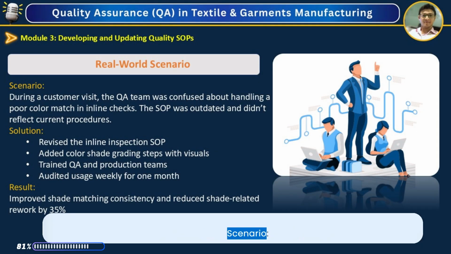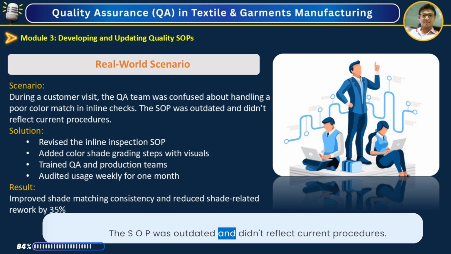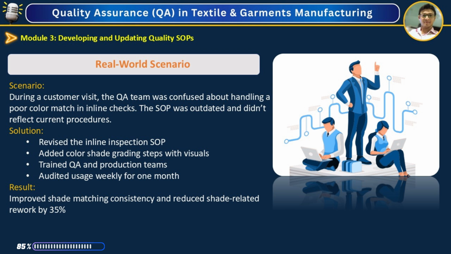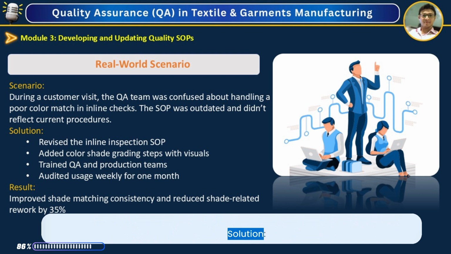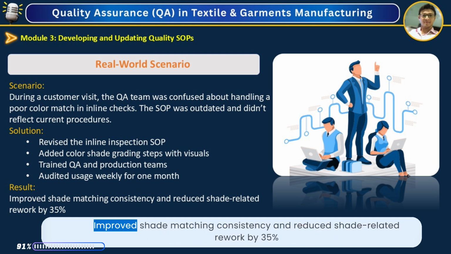Real-world scenario. Scenario: during a customer visit, the QA team was confused about handling a poor color match in inline checks. The SOP was outdated and didn't reflect current procedures. Solution: revised the inline inspection SOP, added color shade grading steps with visuals, trained QA and production teams, audited usage weekly for 1 month. Result: improved shade matching consistency and reduced shade-related rework by 35%.